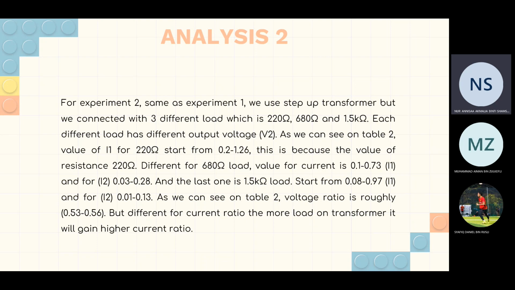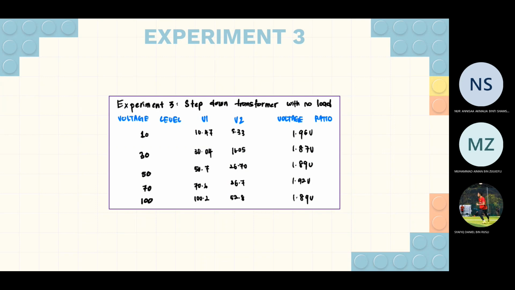As we can see on table 2, the voltage ratio is roughly 0.53 to 0.56. But the difference is in the current ratio: the more load on the transformer, the higher the current ratio it will gain. So we move to the next experiment, which is experiment 3.